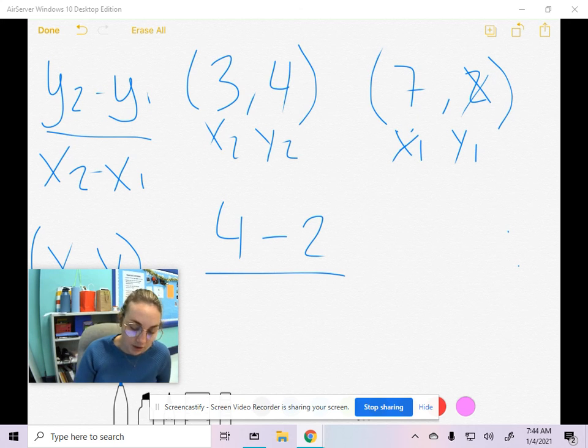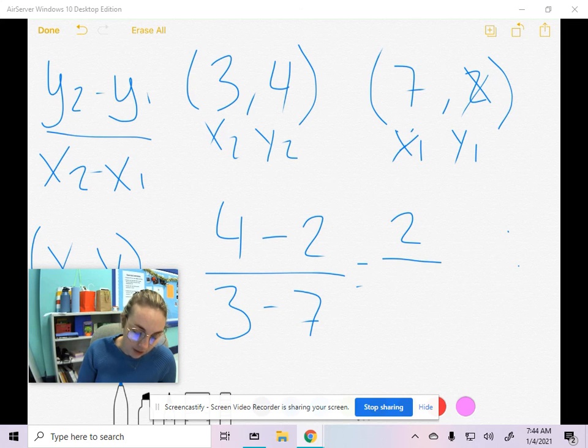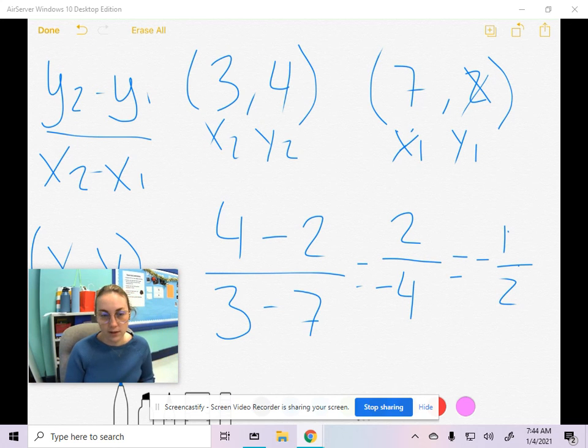And then I have x2, which is going to be 3, and I'm going to subtract that by x1, which is 7. This time I'm going to get 4 minus 2, which is 2, and then 3 minus 7 is going to give us negative 4, which will give me negative 1/2. So it's the same answer each time. It doesn't really matter.